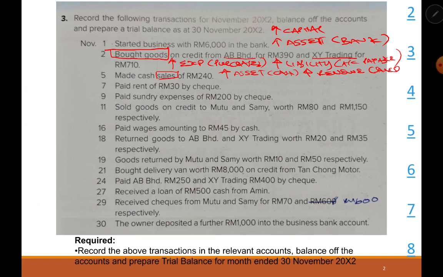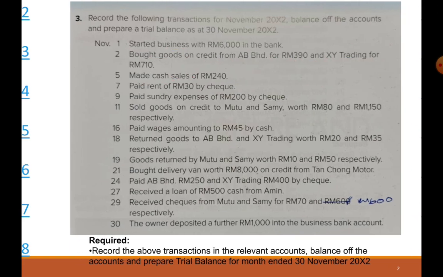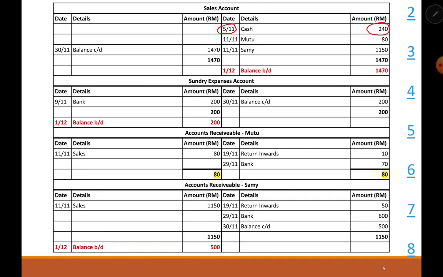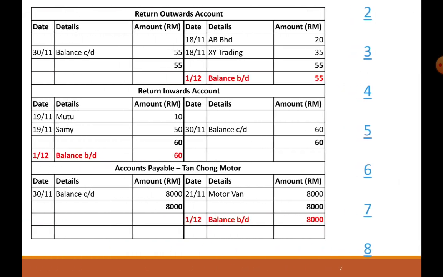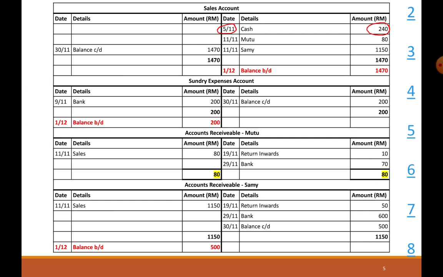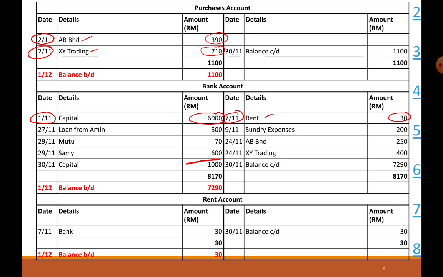Okay, on the 7th of November, paid rent by check. Paid rent by check, increase in expenses, which is rent, and we paid by check, so asset will decrease. Asset here is bank. Okay, debit rent, credit bank. So credit bank, this one, 7th of November, rent. Oops, just missed it. Okay, here, down here. Sorry for that. Debit rent, credit bank.